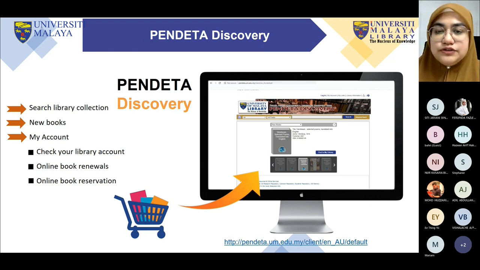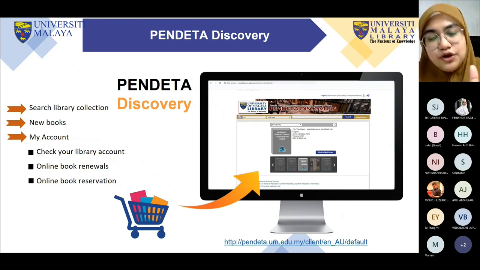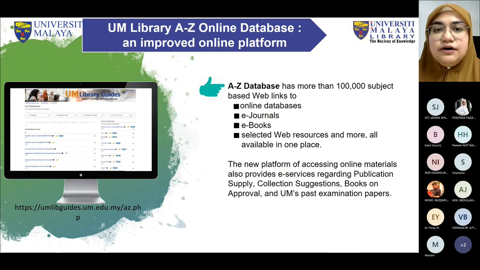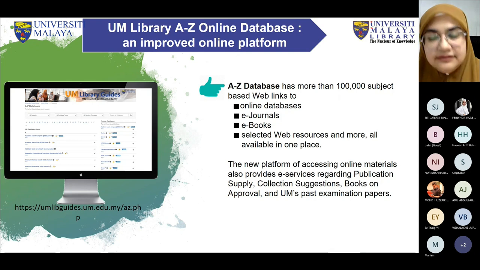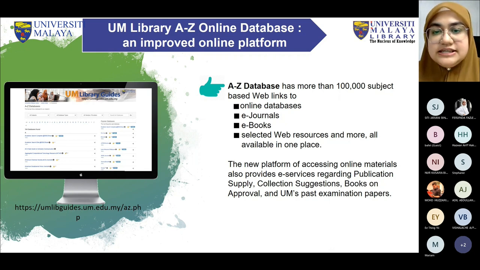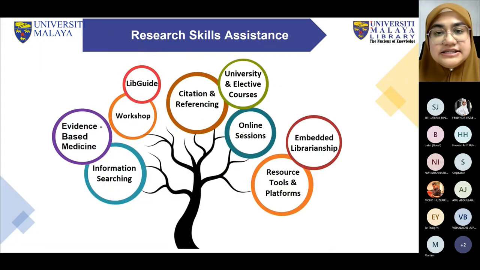Now I'm going to actually cover access a little bit. I'm just going to go through the different platforms that we are going to cover today. The first platform is the Pendeta Discovery, and then we're going to look at the A to Z online database listing. We are going to select a couple of databases that have features I would like to introduce to you to help you search for an article faster, or search for a subscribed journal faster. I'll show you which database can help make the process easier. And then the different types of research skill assistance that we offer.